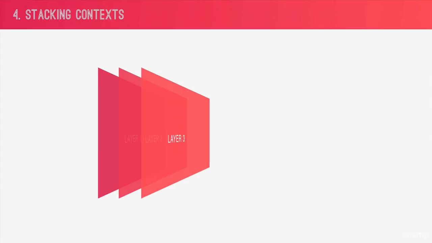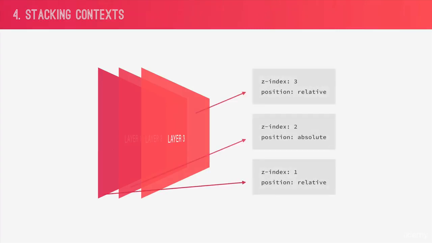In this example, we have 3 stacking contexts, because each element uses the z-index property on an either relatively or absolutely positioned element. And that's one way of creating a new stacking context. Now, between these elements, the one with the higher z-index appears on top, and the one with the lowest z-index appears at the bottom.